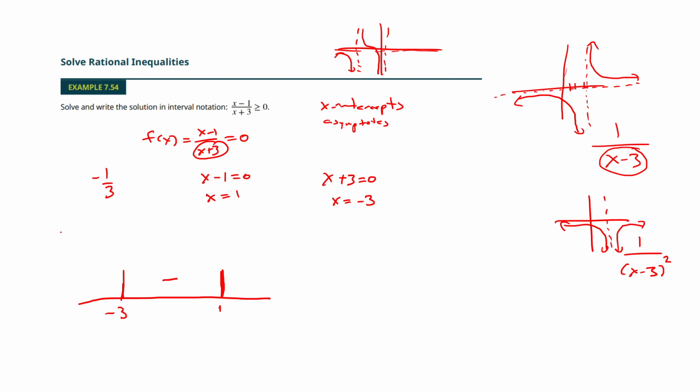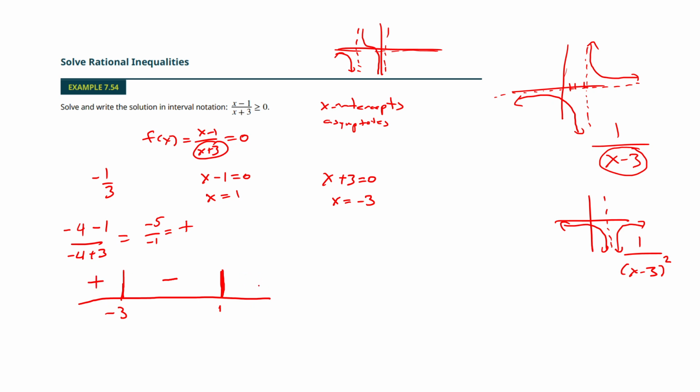Now let's pick something easy. We'll pick negative 4 here. We only need the sign. I don't really need the numbers, but negative 4 minus 1 over negative 4 plus 3, and I just want to know what the sign is going to be when I finish doing this. Well, it's going to be negative 5 over negative 1, it's going to be positive. I don't need the number, just the sign, so it's positive in this region.